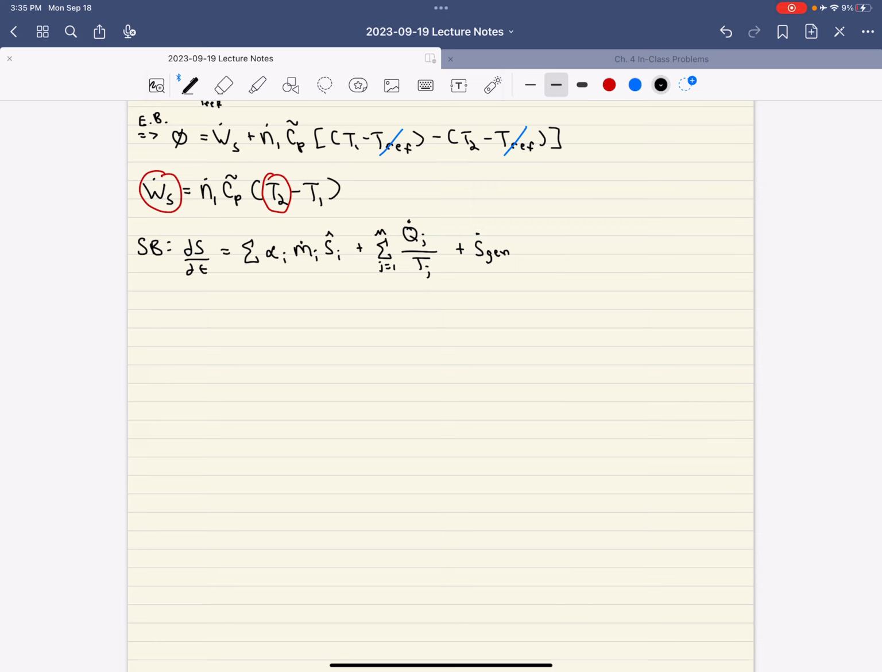Based on the assumptions in our problem, we're assuming it's adiabatic, so there are actually not going to be any heat terms. And we're also assuming it's reversible. Specifically, the compressor is reversible. So we're not going to be dealing with any Sgen terms. And because we're treating the system as steady state, that also means the entropy won't be a function of time. And so our entropy balance is going to simplify down to this.